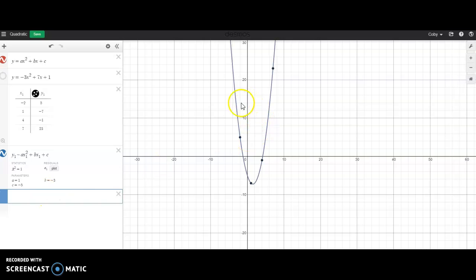So the equation of this blue line is y equals a, which is 1, so I don't need to type the 1 and it can stay invisible, x squared plus bx, which is negative 3x, plus c, which is negative 5. And there is my perfect quadratic equation that matches the data in the table.